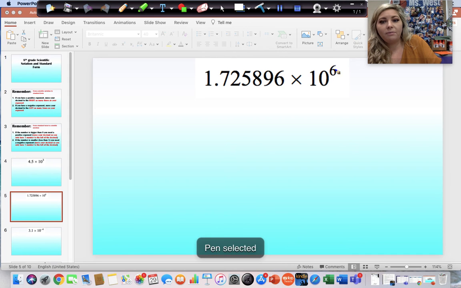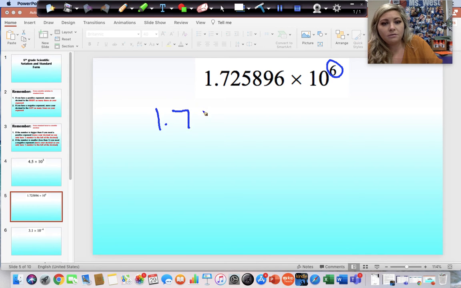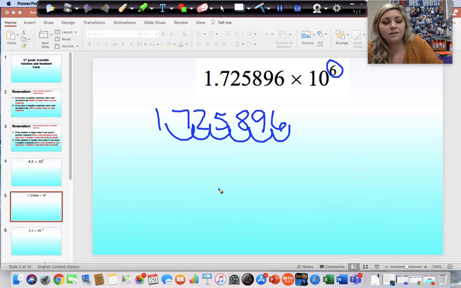Okay, again, we have a positive exponent here, so we want to move our decimal point to make our number bigger because we are multiplying times 10 to the positive 6th power. So we're going to move it 6 times. 1, 2, 3, 4, 5, and 6. So 6 times to the right. I'm going to rewrite my number without all of the loop-de-loos, and then I'm going to put my commas in here.